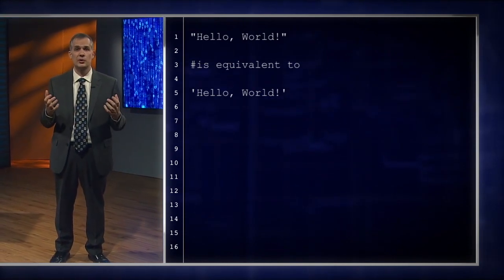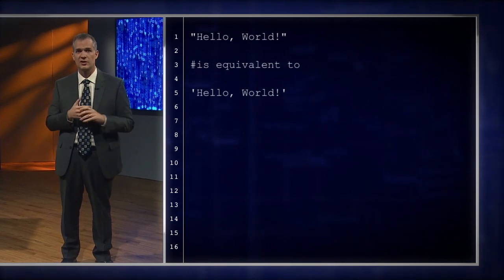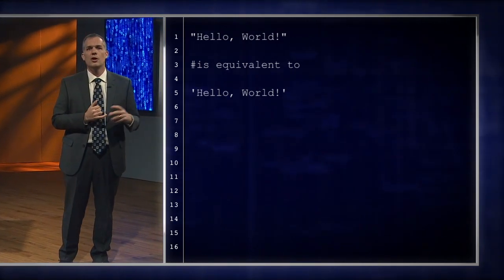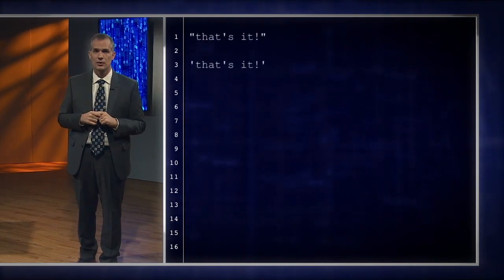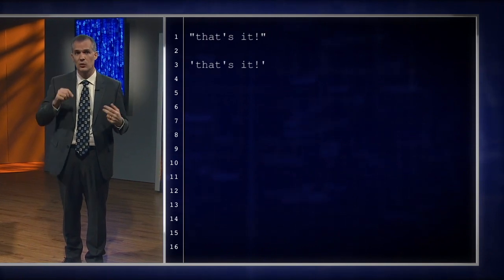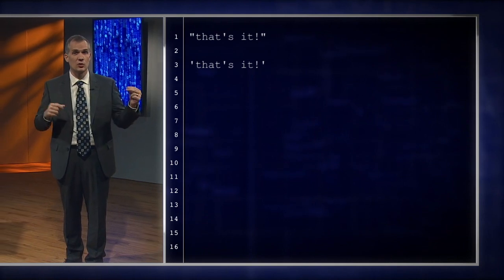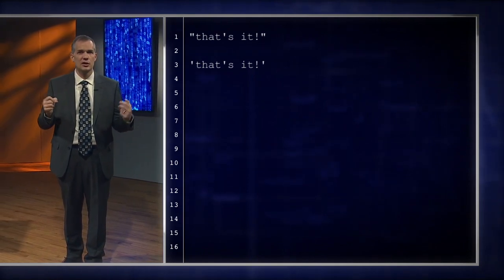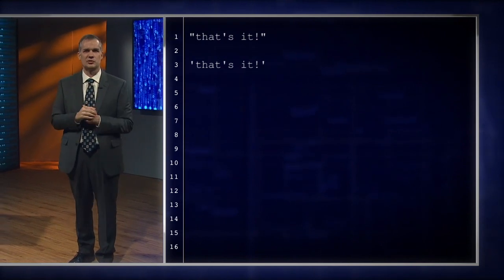The two versions are interchangeable, and the choice doesn't affect anything about the way the string is stored internally in the computer. What if we wanted to use a word like that's in the text, though? Well, if we use double quotes, it's pretty unambiguous. The single quote in the middle is an apostrophe. But if we used single quotes to denote the string, the computer can't tell if the apostrophe is just part of the string or if it's marking the end of the string.